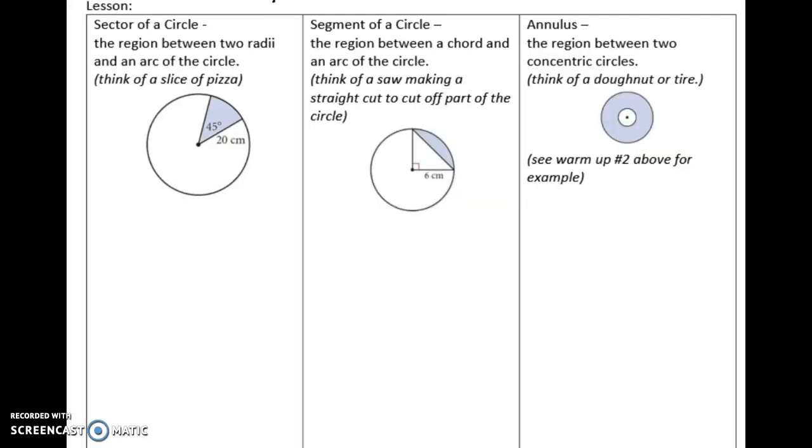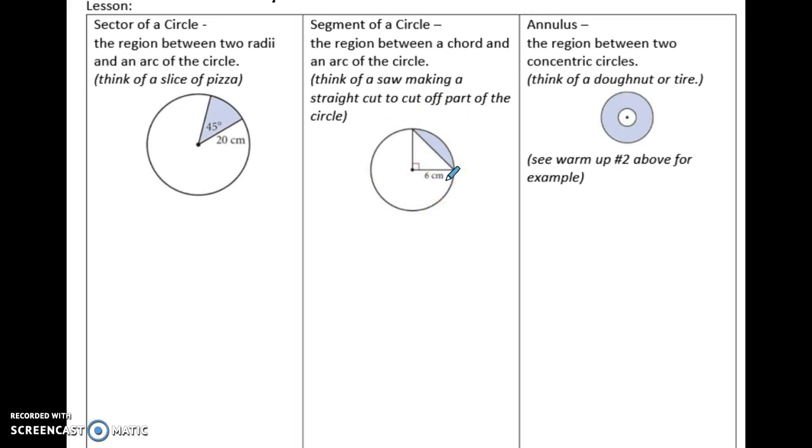All right, as we move on to the lesson here, 2 of these we've already done. So the annulus, the third one right here, that was the one that we just did up above. If you think of a donut or a tire, you're trying to find the area between 2 circles. They've got to be concentric circles, that is, they have the same center. And then sector of a circle, that's what we worked on yesterday. And then this middle one here is the one that we haven't done yet.